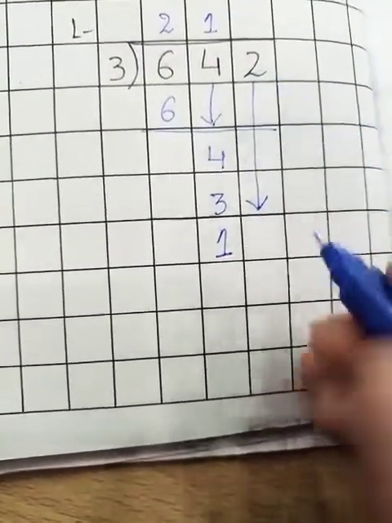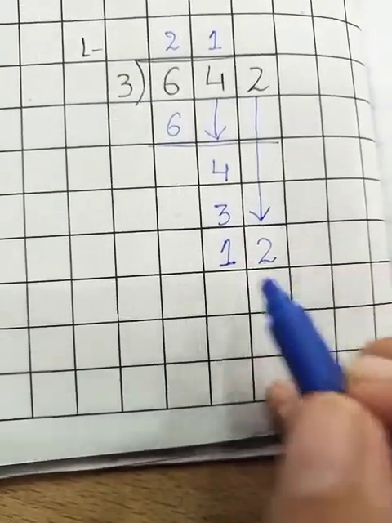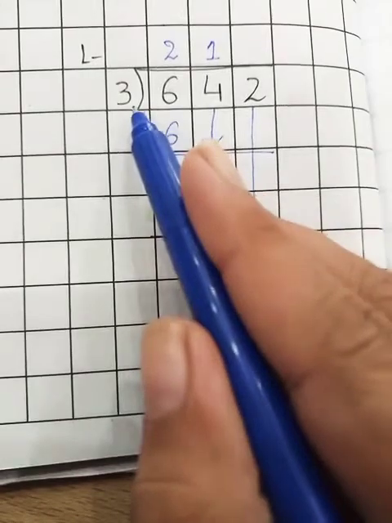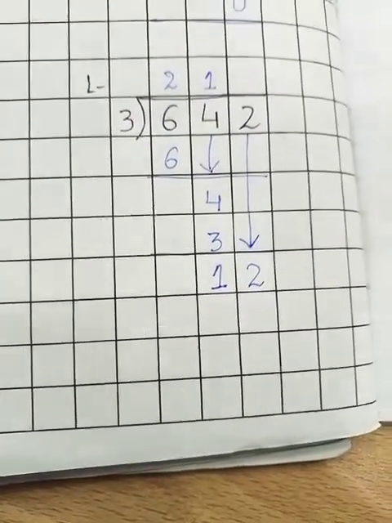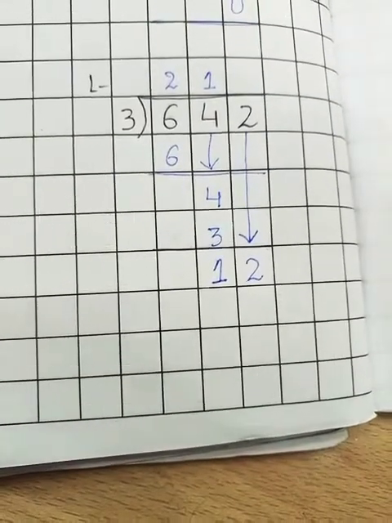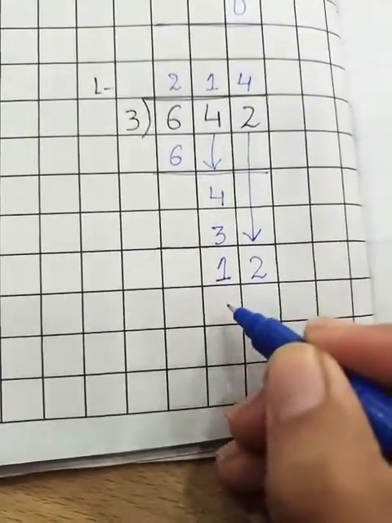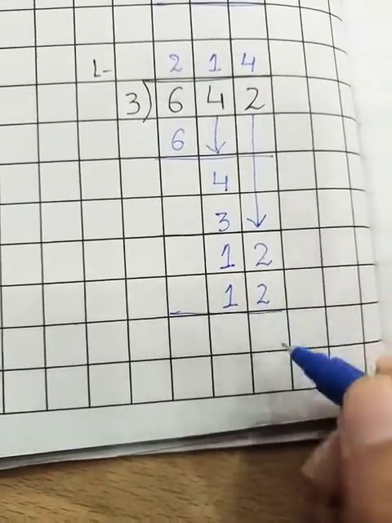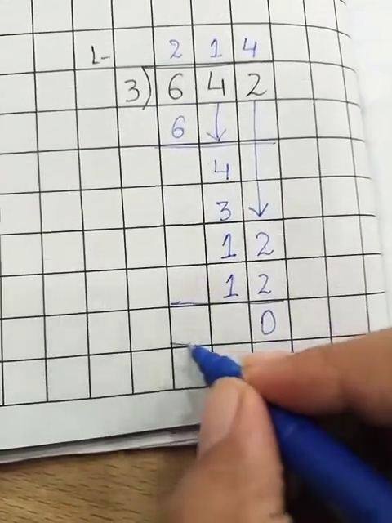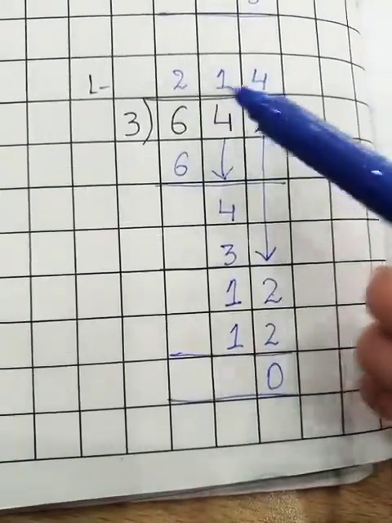So students, we bring down the next digit, which is 2. This will become 12. So students, this 12 is bigger than the number 3. Read the table of 3 to get the number 12. 3 ones are 3, 3 twos are 6, 3 threes are 9, 3 fours are 12. Look, we get this number 12. 3 fours are 12. Now students, 12 minus 12 and our remainder is 0. So we have solved it completely and our quotient is 214. Here is part M.